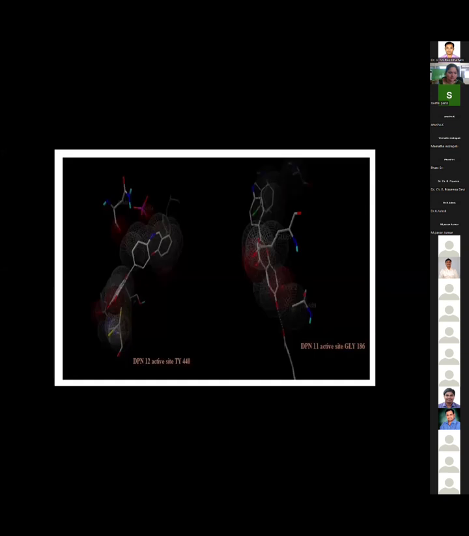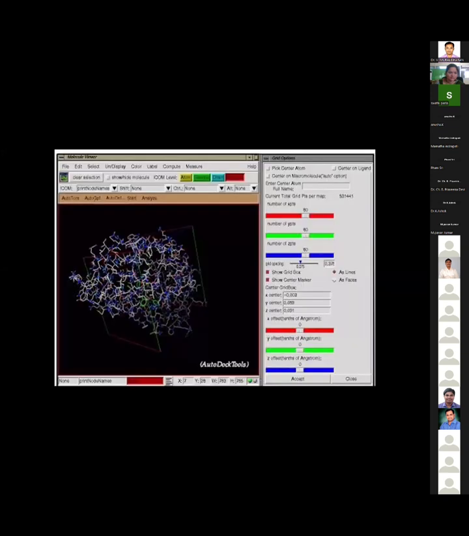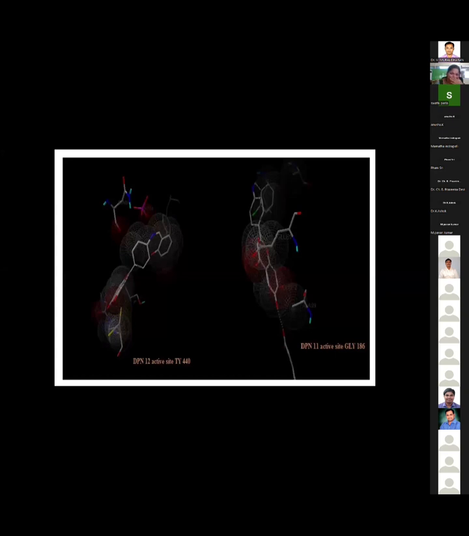If you hide the structure of the protein, we can see the structure of the ligand. These are the structures of the ligands. And these straight chain-like structures are the amino acids. These are the binding sites of the amino acids. So these aromatic ring structures are our ligands, and how these ligands are binding with different amino acids in the binding site is clearly visible. So it is DPN 12 in the active site of TY450 and DPN 11 in the active site of glycine at position 186.